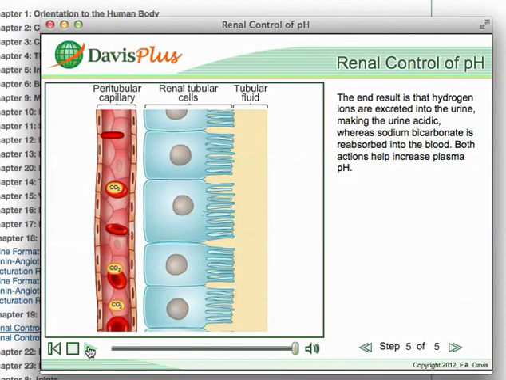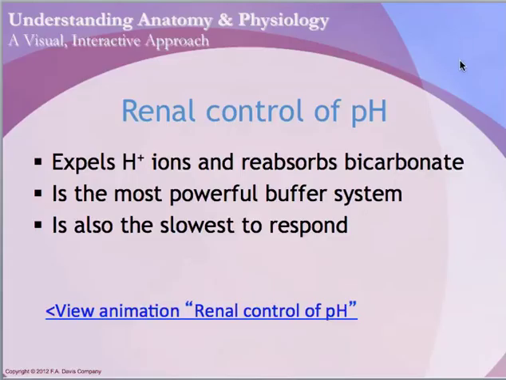So hopefully you can see the 3 different ways in which we control pH, okay? They're more complex, so really spend some time looking at this in your book and seeing these 3 processes, because you definitely need to know the 3 different processes.